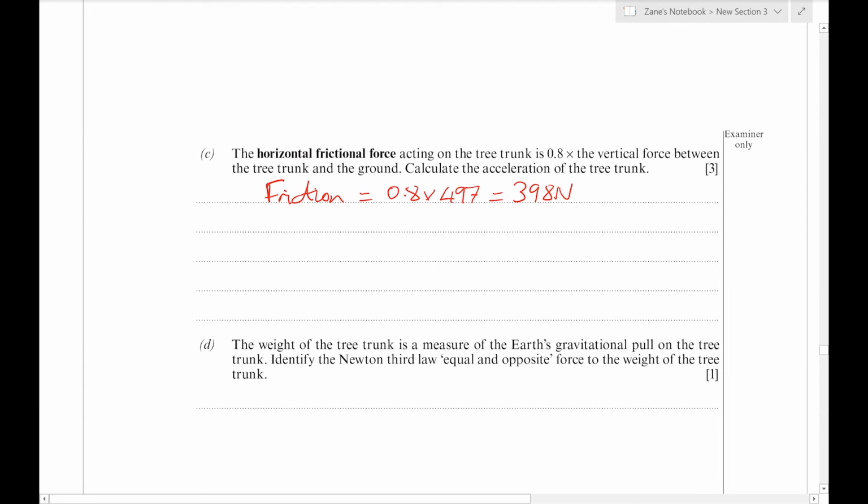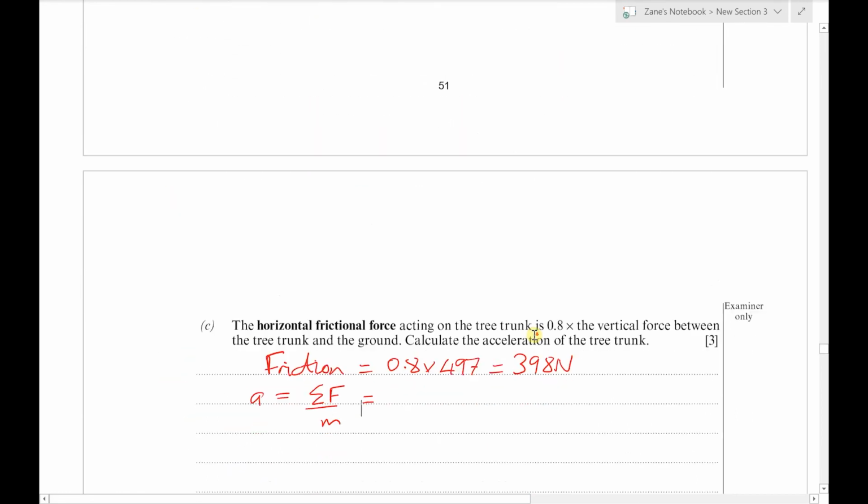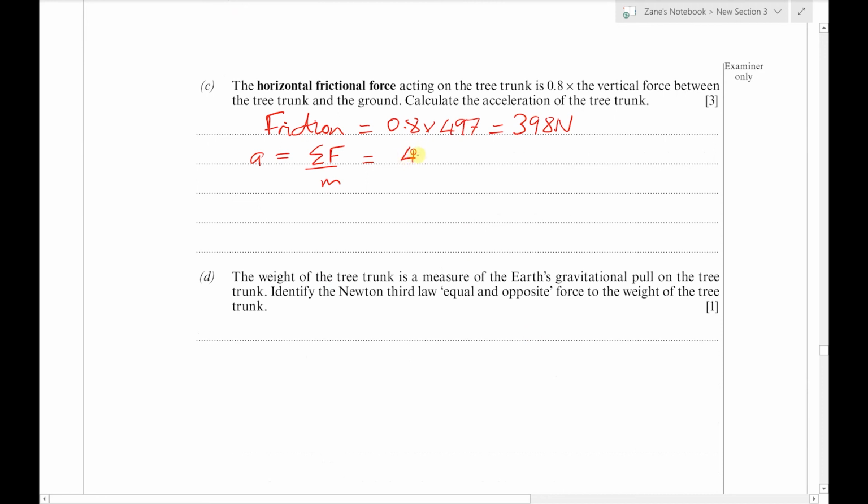Now if we're going to find the acceleration of the tree trunk, we're going to apply Newton's second law in the form of sigma F equals ma, rearranged to a equals sigma F over m. You've got to remember that sigma F is the resultant force. So horizontally, if we go back to the original diagram, we've got 460 newtons being pulled to the left, and this 398 newtons of friction to the right. When forces are in opposite directions, we simply subtract. So now we're ready to calculate that acceleration.